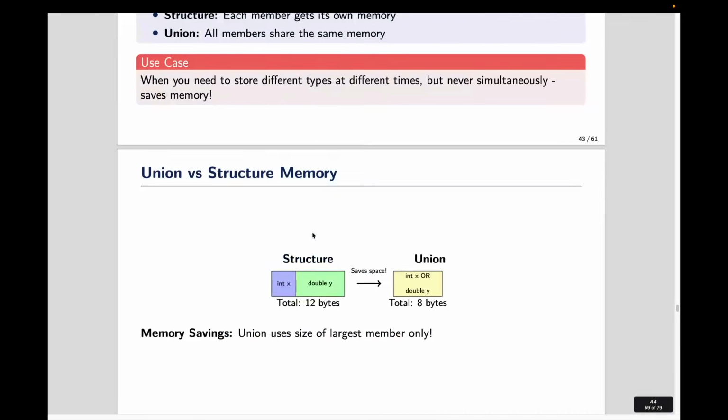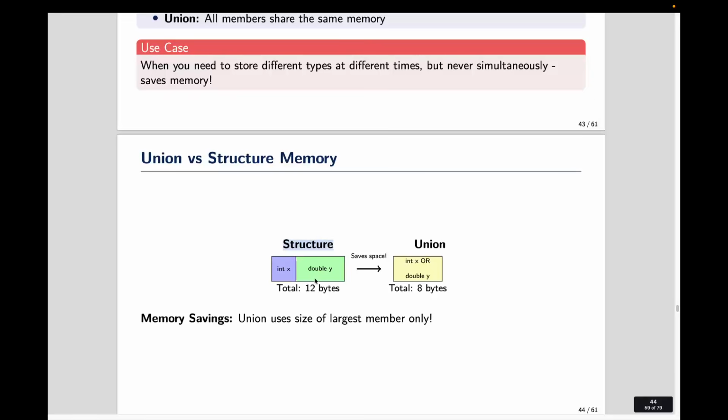And how? If you have a structure with two members, int x and double y, they both will take some memory, and that will be 12 bytes. But when you are talking about a union, you have int x or double y, and it will take only 8 bytes. Why 8 bytes? Because double y takes 8 bytes, int x takes 4 bytes. So double y is the largest size. That's why the union is going to take 8 bytes.